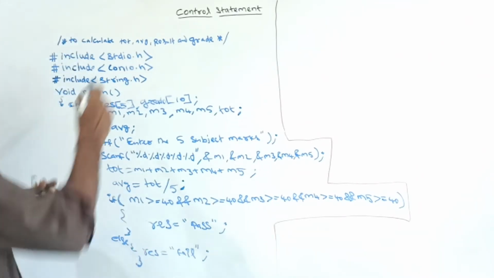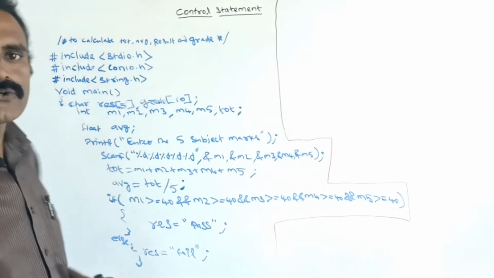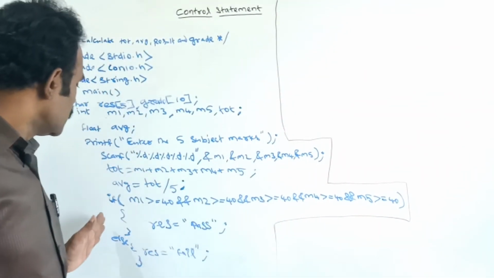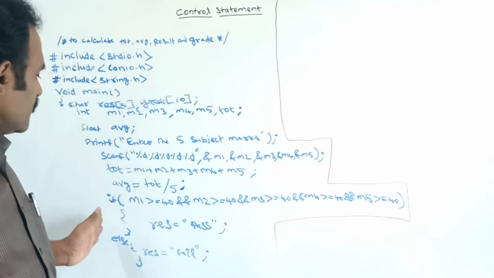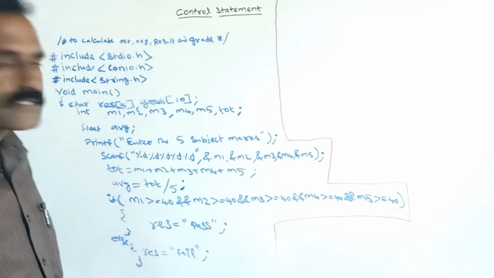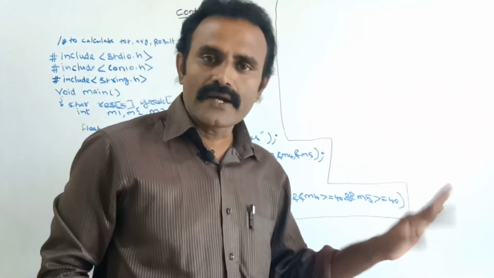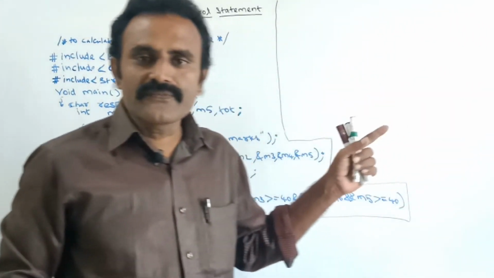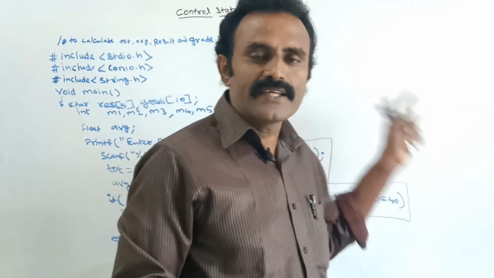See, we have found total mark, average, result. Now we need to find the grade. See, here we have used one simple if-else if condition. By help of this if statement we have found this result. Now we are going to use another if condition in our program. This if statement is used for finding the grade.